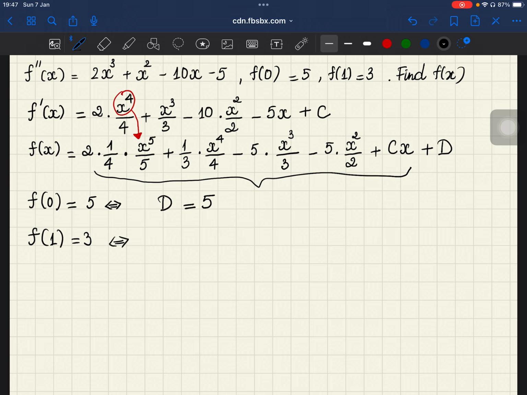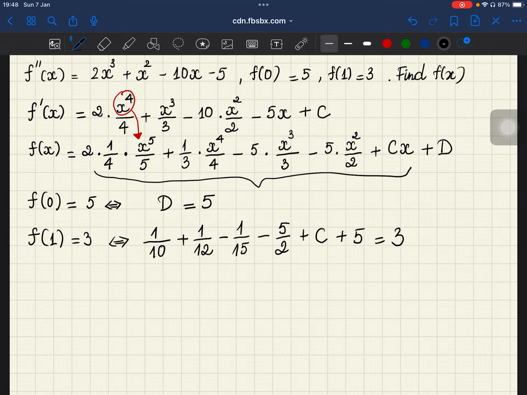So we will have, we replace x by 1. So we have 1 over 10 plus 1 over 12 minus 1 over 15 minus 5 over 2 plus c plus 5 is equal to 3. So you can find c is equal to, let me see how much it is.